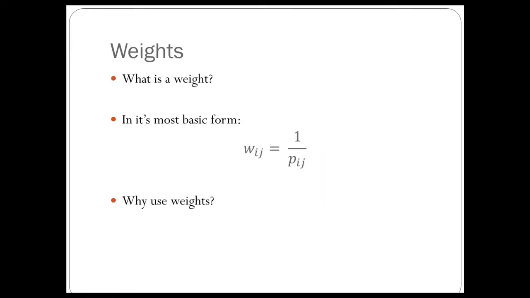So, what is a weight? Weights are basically, in the most basic form, the inverse of the probability of selection. So 1 over P, where P is probability. And why do we use weights? What's the point of it? Well, the point is to equal out or adjust for the unequal probability of selection of an individual.